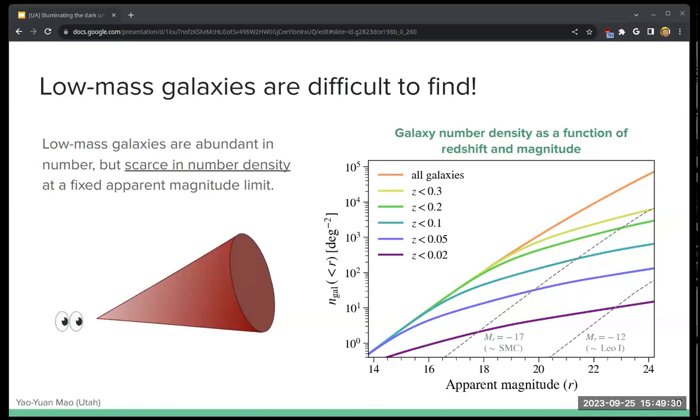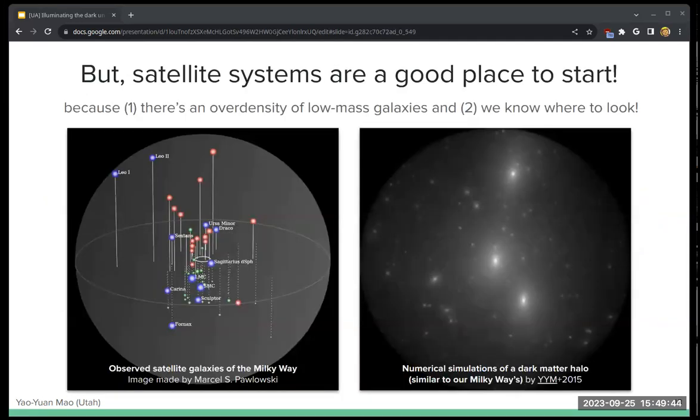And this is going to get worse and worse as we now welcome the new surveys, including DECam, DES, DESI imaging, and LSST. So what do we do? Well, satellite systems are a good place to start because we know there is an overdensity and the central galaxy is much brighter, right? So we usually already know where the central galaxy is, and we expect these small galaxies to be orbiting around it. So if I can identify the central galaxy, I can just look in the vicinity of that central galaxy, and more likely I can find the low mass galaxies there, okay?